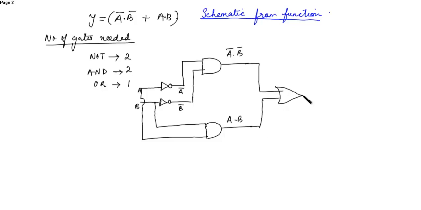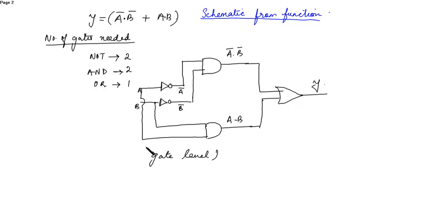This is the OR gate. This is the final output Y. So you can see two inverters, two AND gates, and an OR gate. Now if you expand this in the schematic, this is the gate level.